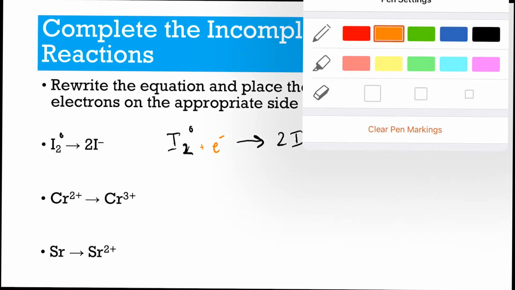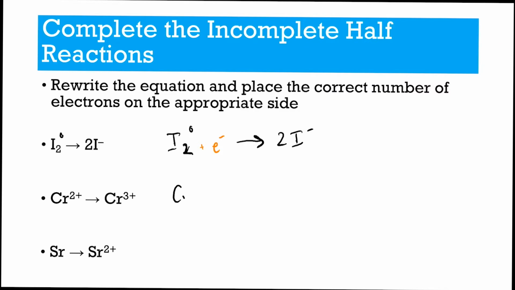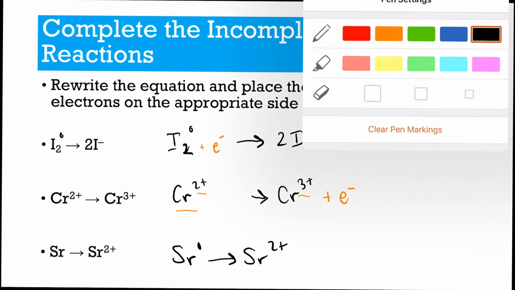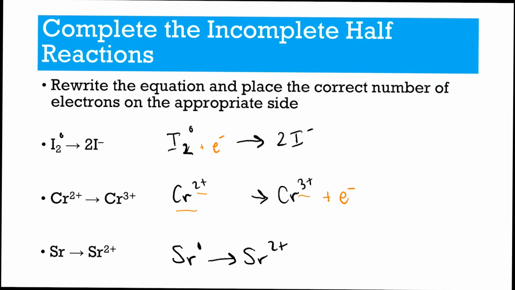Next one. So if we have Cr2 plus and we have Cr3 plus, we want to add electrons to the more positive side. What's more positive, plus 2 or plus 3? I hope you would say plus 3. So the electron gets added to that side. And if we work on the last one, Sr, again, when it's by itself, it's 0. And then we have Sr2 plus. What side is more positive, 0 or plus 2? I hope you say plus 2. And that's where the electrons go.